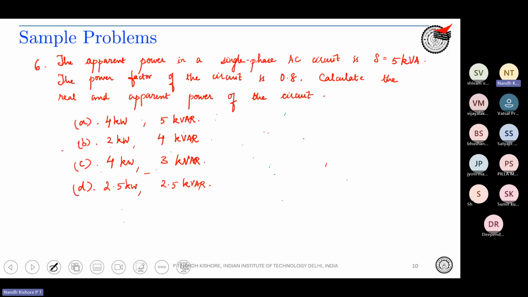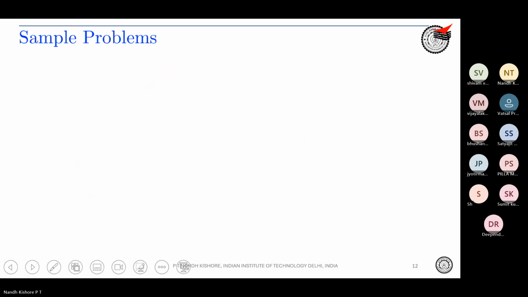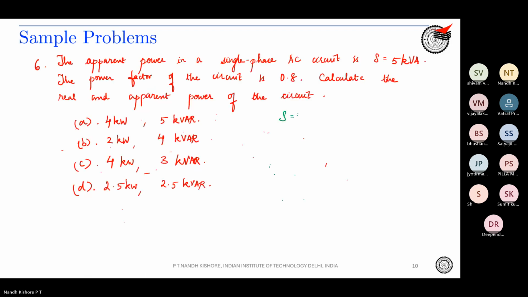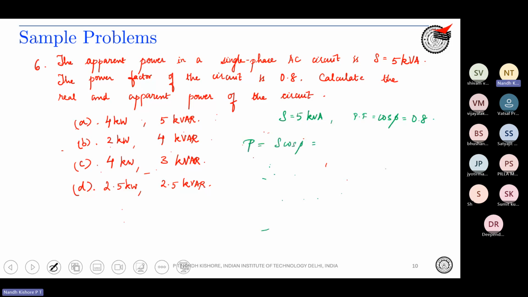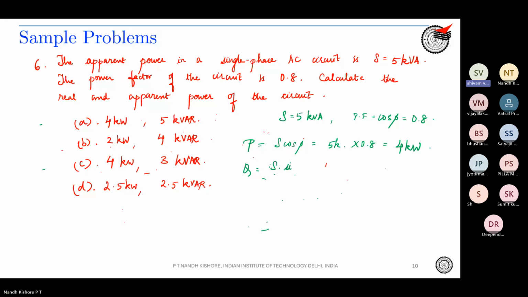So basically, S is equal to 5 kVA, correct? And power factor, which is your cos phi, is 0.8. Okay, so you would know that P is equal to S cos phi. So 5 kVA into 0.8, which is 4 kilowatt. Okay, so either A or C. Right. So you also know that Q is equal to S sin phi, right?